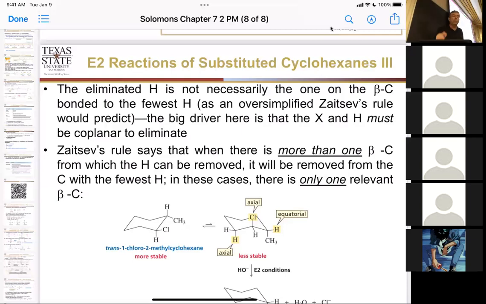Okay, so when we talked about these cyclohexanes, we said, if you can, you always have to have your leaving group in an axial position and a hydrogen in an axial position. Wherever those two things line up so that they're anti-periplanar to each other, that's where the double bond's going to form. You can't form it anywhere else, okay? So that's what we talked about when we got here. So we want our leaving group in the axial side, and then no matter where that other axial hydrogen is, that's where you're going to form that bond.